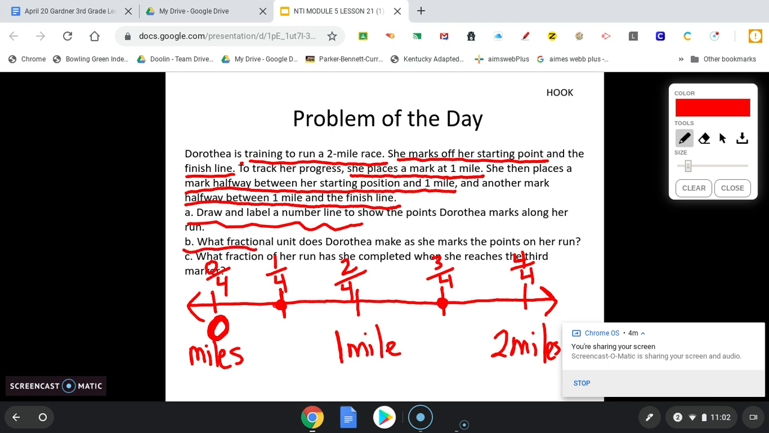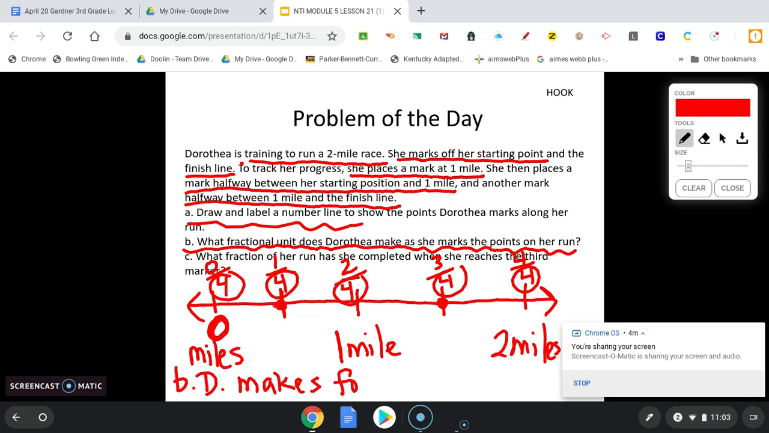Now B says, what fractional unit does Dorothea make as she marks the points on her run? Well, we just said that. What is the fractional unit? Look at your denominator. Yes, it is fourths. So beside B, you would write the unit is fourths, or Dorothea makes fourths. Now, the last question says, what fraction of her run has she completed when she reaches the third marker?